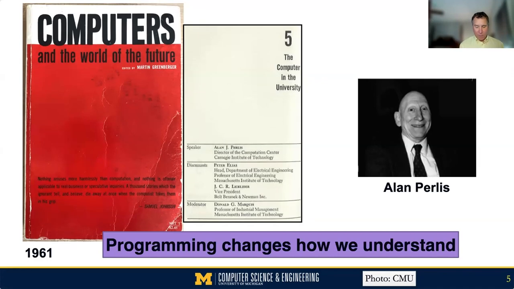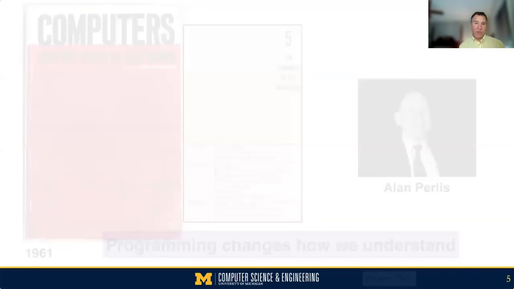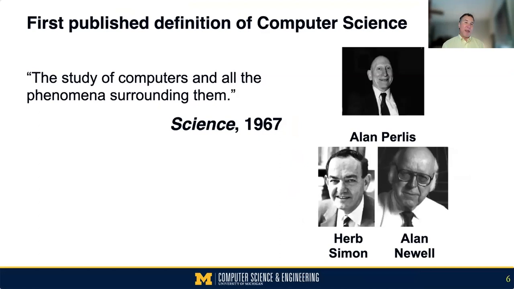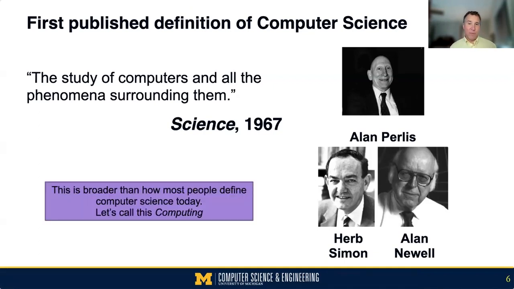Perlis, in 1967, joined up with Herb Simon and Alan Newell to publish what is generally considered the first definition of computer science in the journal Science in 1967. And they said that computer science was the study of computers and all the phenomena surrounding them. A lot of computer scientists I talk to find this to be a little bit too broad. Let's call that computing. That's the big umbrella of ideas related to computing, and that's what I want to think about, what we want students to know.